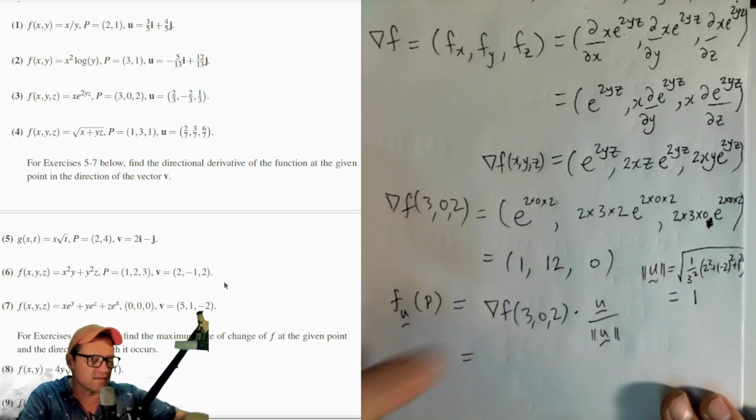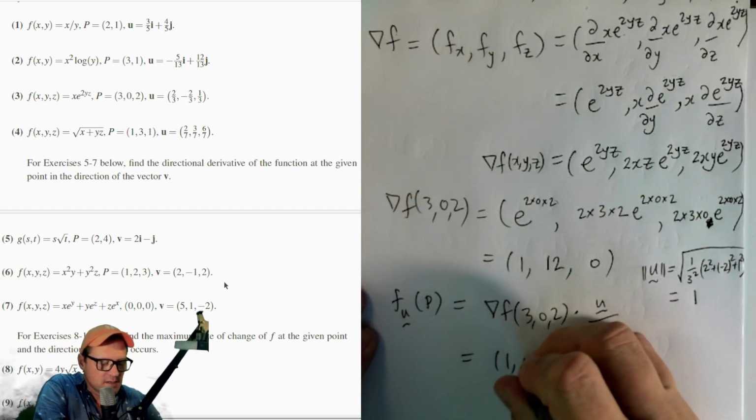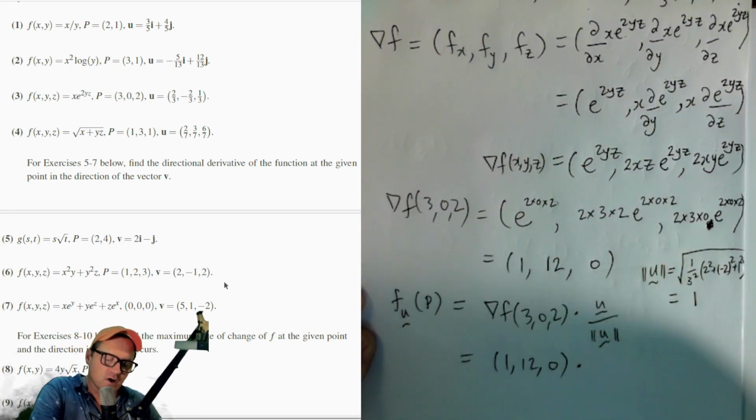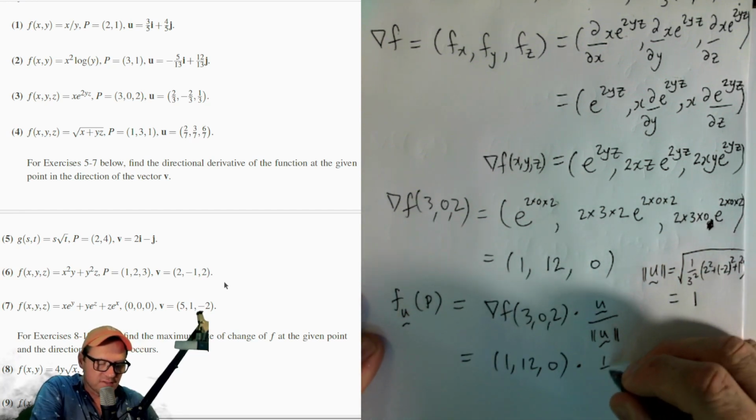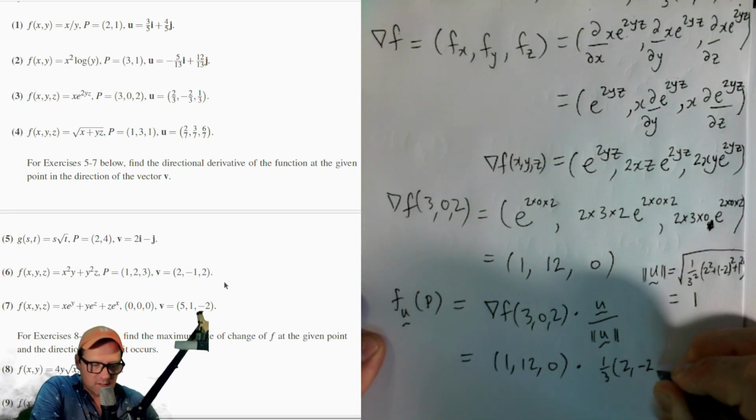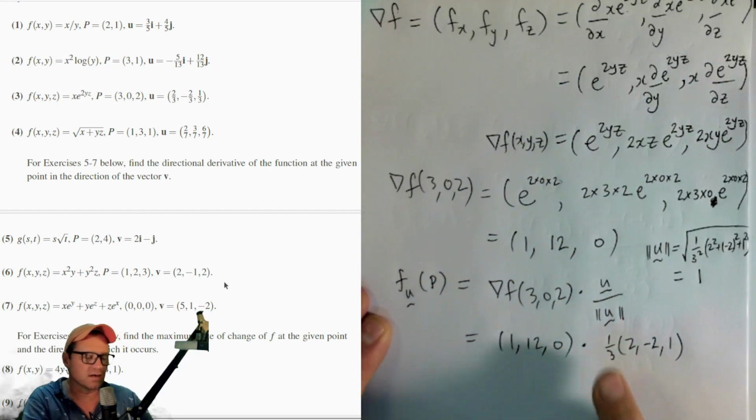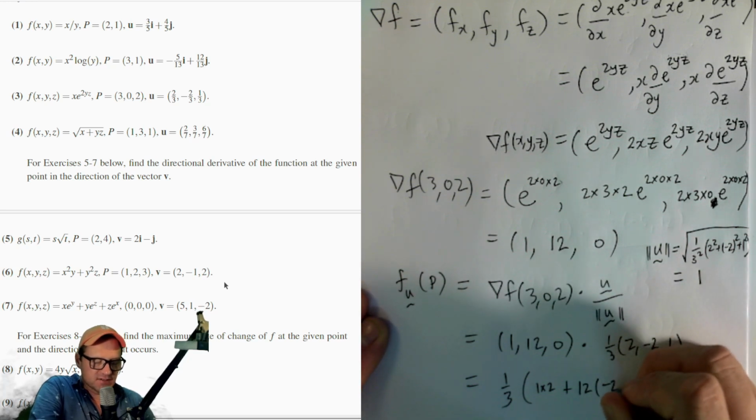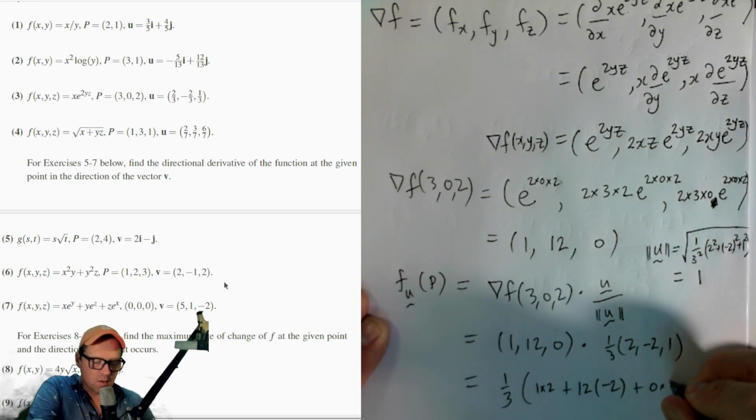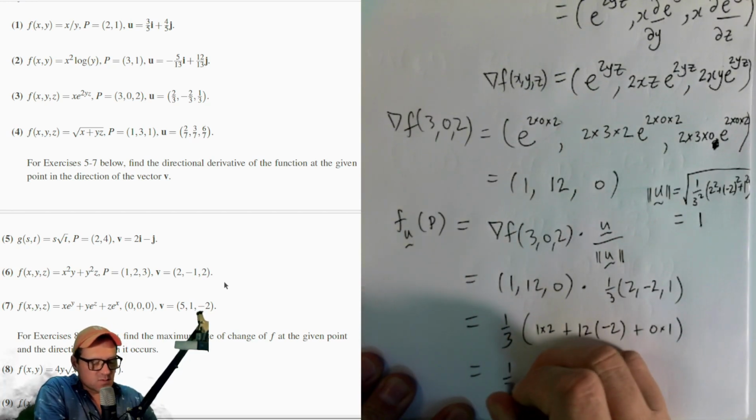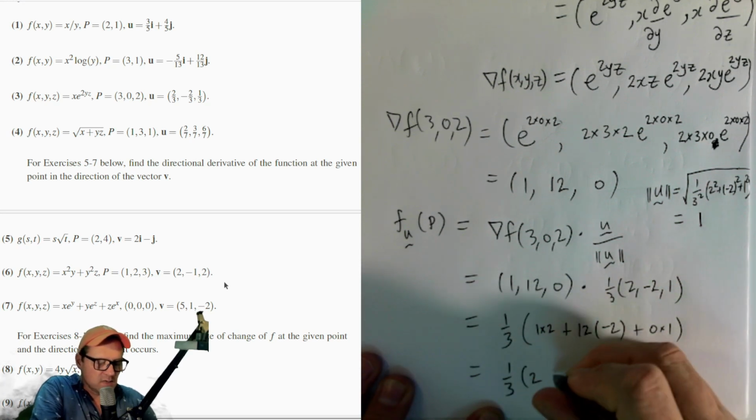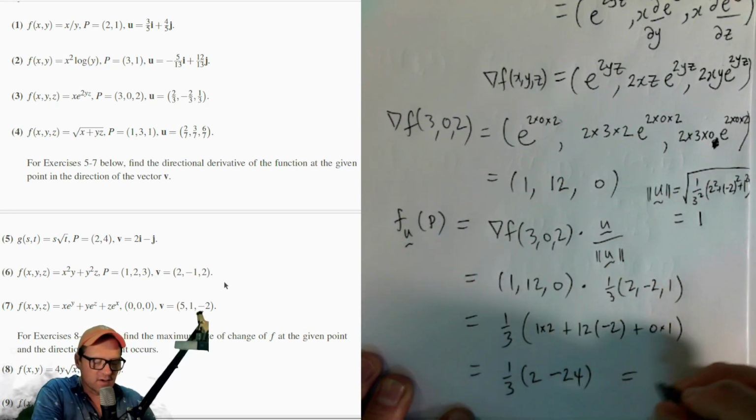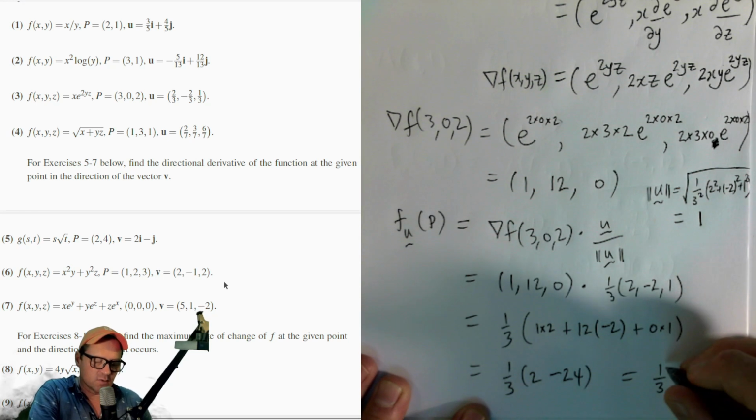Okay, so simplifying this, the gradient vector is (1, 12, 0). And then we're dotting this with the vector 1/3 of the vector (2, minus 1, minus 2, 1). Okay, the 1/3 can come out in front. And so then we have 1 times 2 plus 12 times minus 2 plus 0 times 1. Okay, simplifying that, that's 1/3 of 2 minus 24. And so we've got 1/3 of minus 22. So minus 22 over 3.